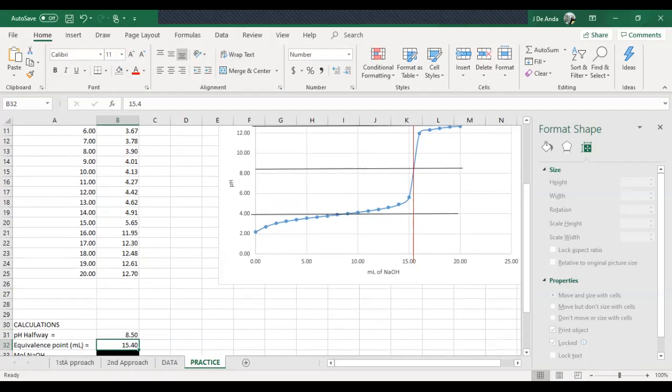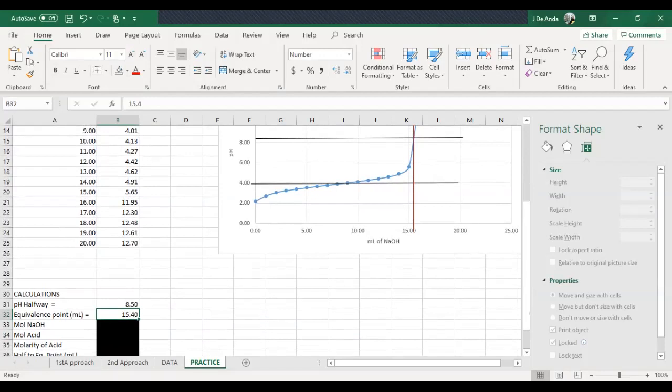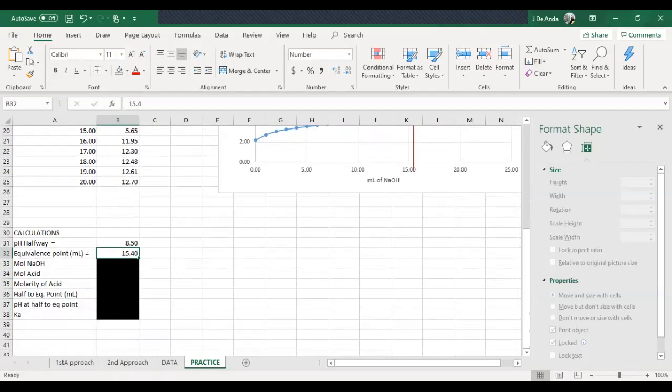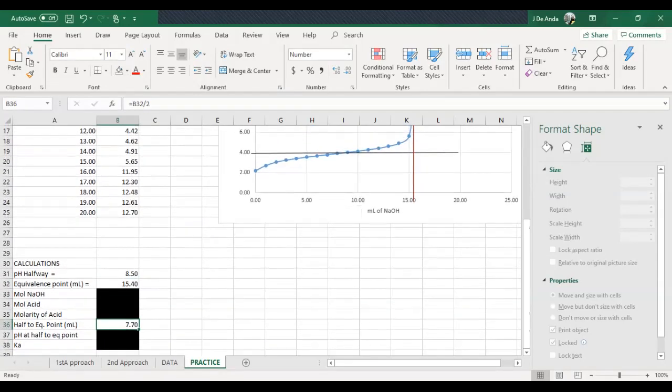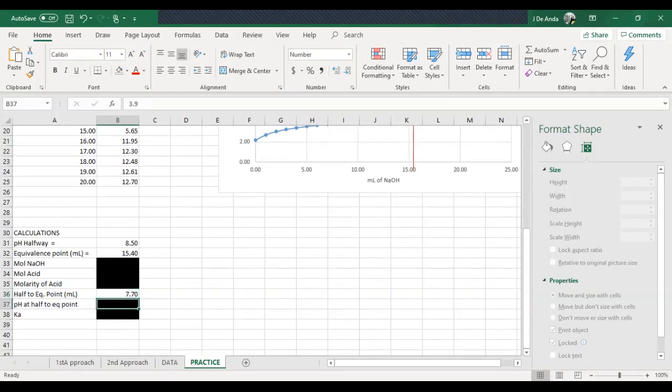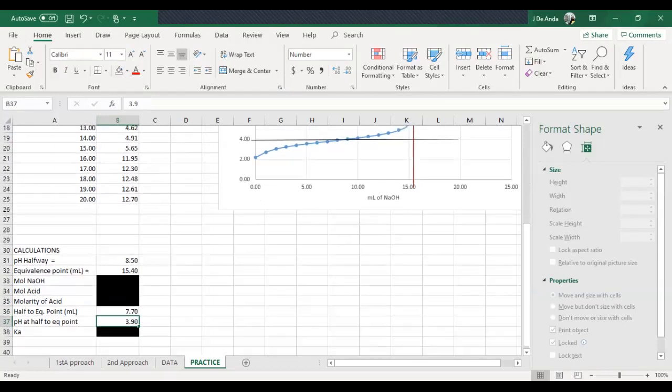Now, what the handout was telling us was, can we find the spot that is halfway to the equivalence point? And what is the pH there? Essentially, halfway to the equivalence point of 15.40 would be 7.70 milliliters, which is somewhere in here. And we find out what the pH is over there. It's almost 4, maybe a little less. The person here called it 3.90, but I think if you say 4, that'd be perfectly fine.